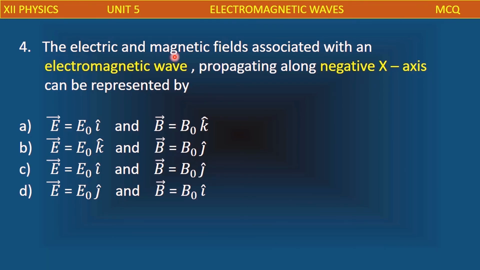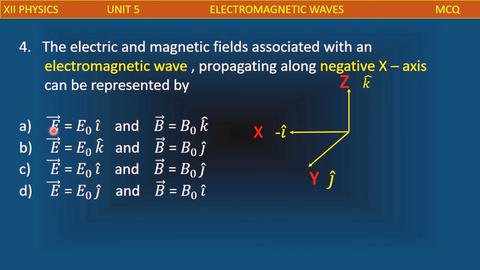The electric and magnetic fields associated with an electromagnetic wave propagating along negative x axis can be represented by, here the given information is electromagnetic wave travels along negative x axis. So electromagnetic waves are traveling along negative x axis. Here I cap is a unit vector along x axis, J cap is a unit vector along y axis, and K cap is a unit vector along z axis.